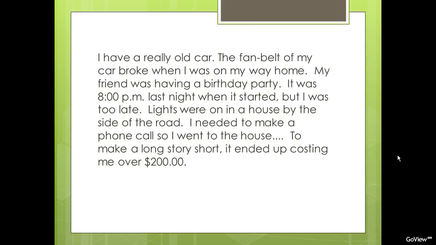I was on my way home from work when my car broke down. Lights were on in a house by the side of the road, and so I went to the house to call for help. My friend was having a birthday party that same night that started at 8 p.m., but I was too late for the party. You see how rearranging the sentences, changing them up a little bit, makes the chronology of the story and the point of the story make a lot more sense.